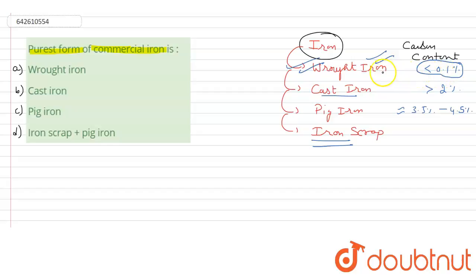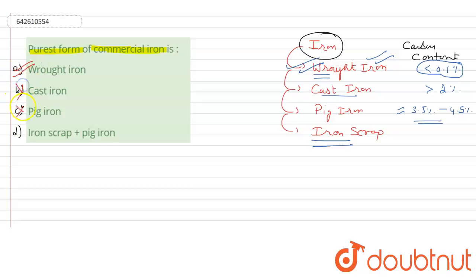In the case of cast iron and pig iron, there is more carbon content, most in the case of pig iron, so there will be more impurity of carbon in this iron. So this is the most impure form of iron. But wrought iron is the purest form because there is a low carbon content. On the basis of this data, the purest form of commercial iron will be wrought iron. So option A will be the correct answer.